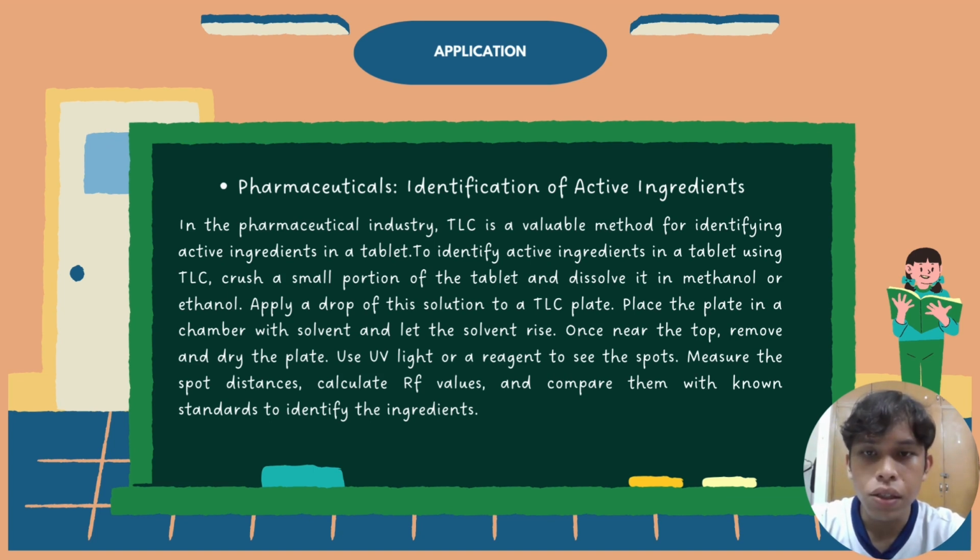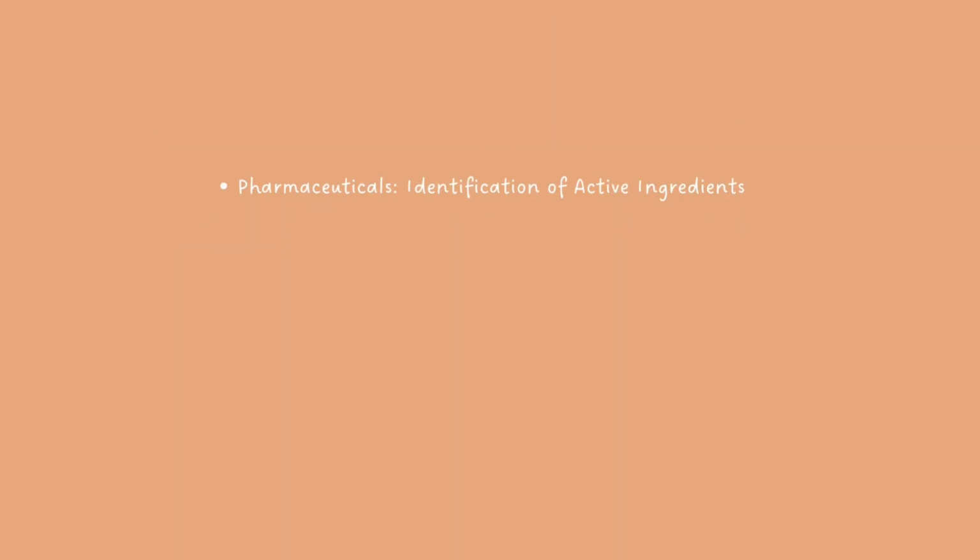Place the plate in the chamber with the solvent and let the solvent rise. Once near the top, remove and dry the plate. Use UV light or a reagent to see the spots. Measure the spot distances, calculate RF values, and compare them with known standards to identify the ingredients.